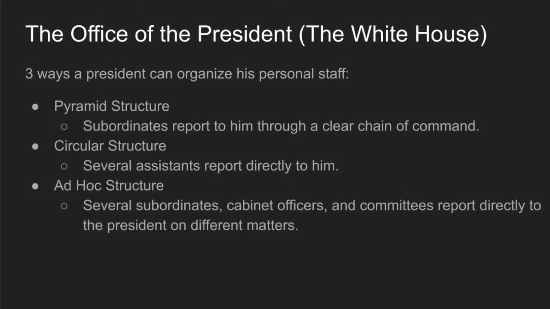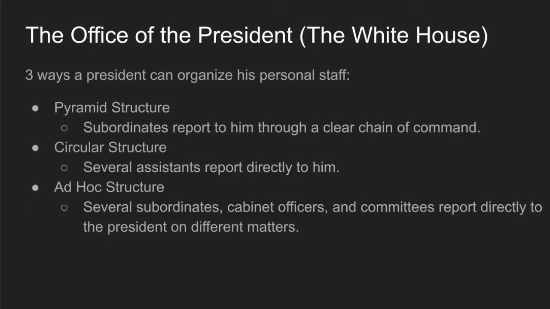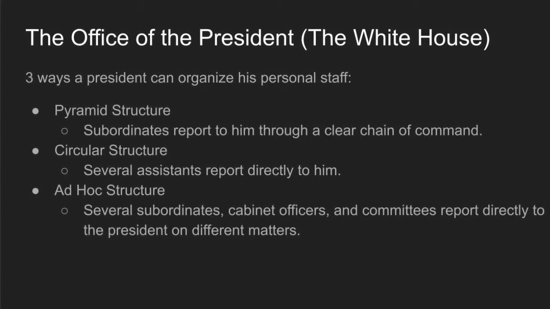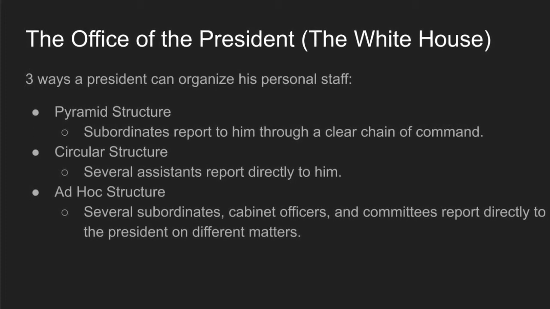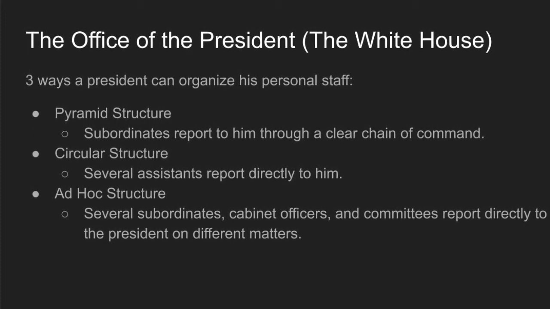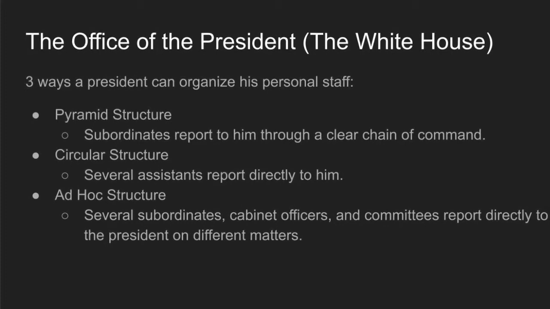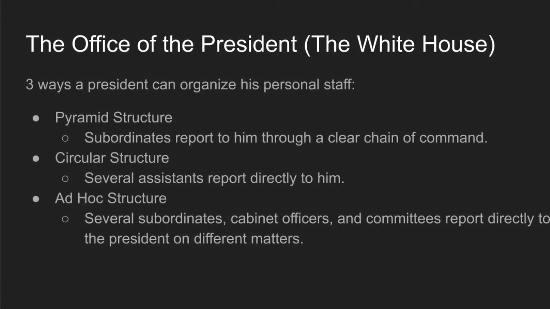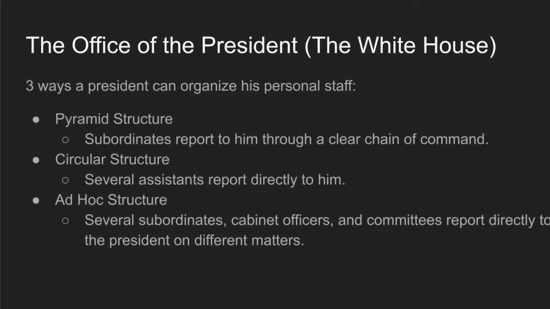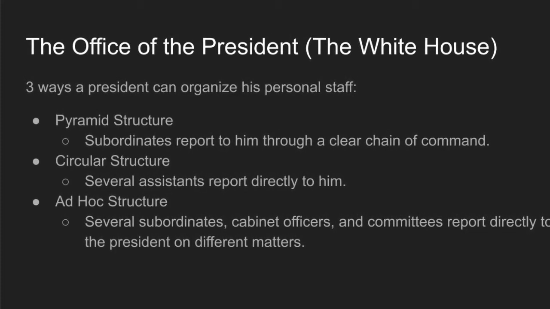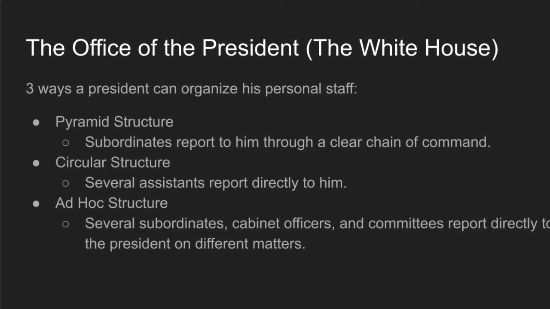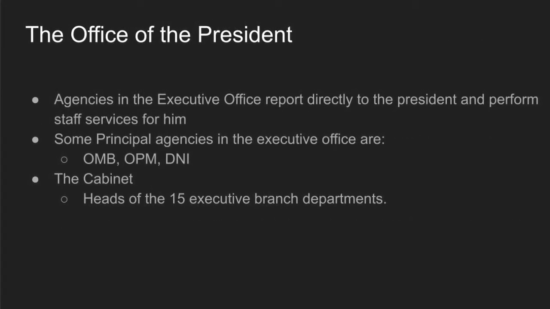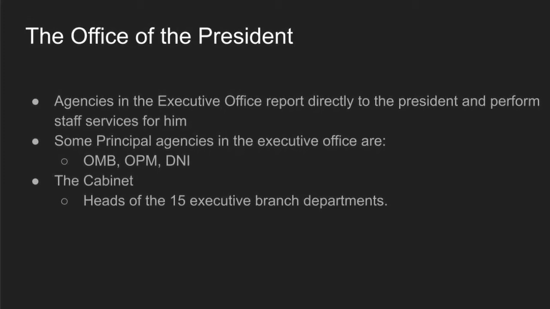The office of the president. There are 3 ways a president can organize his personal staff. The first is the pyramid structure, where the president's subordinates report to him through a clear chain of command. Next is the circular structure, where several assistants report directly to him. Lastly, the ad hoc structure is where several subordinates, cabinet officers, and committees report directly to the president on different matters.